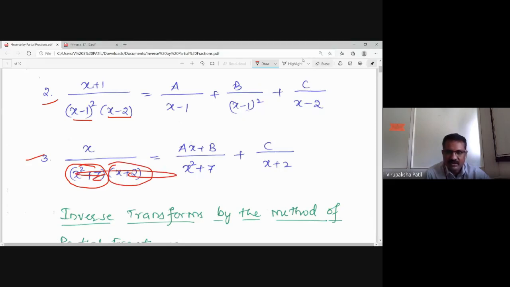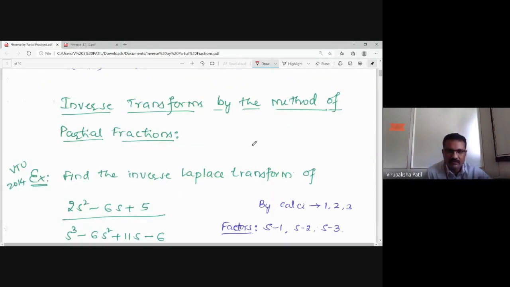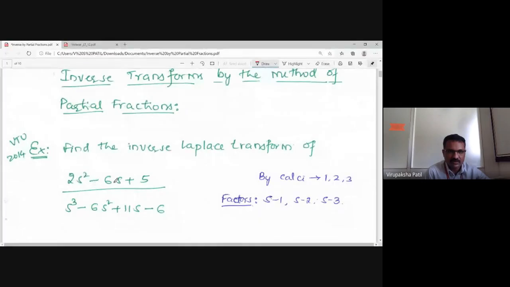Okay, next we'll take some examples relating to this in the case of finding the inverse Laplace transform. See, this is the first example. Find the inverse Laplace transform of 2s square minus 6s plus 5 divided by s cube minus 6s square plus 11s minus 6. This example was asked in your VTU examination in the year 2014 for 6 or 7 marks.